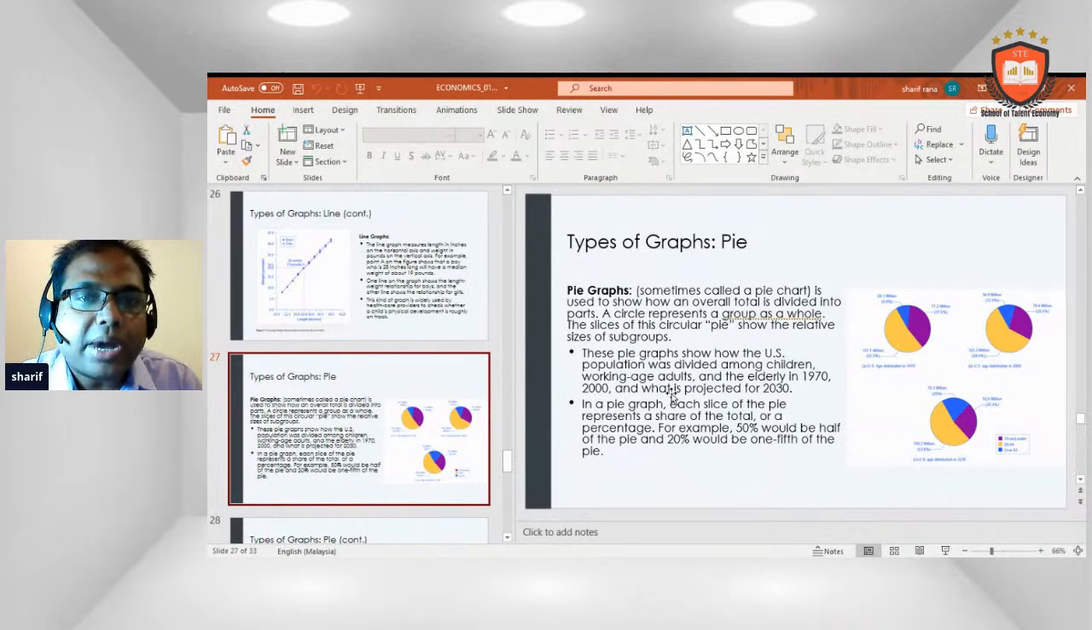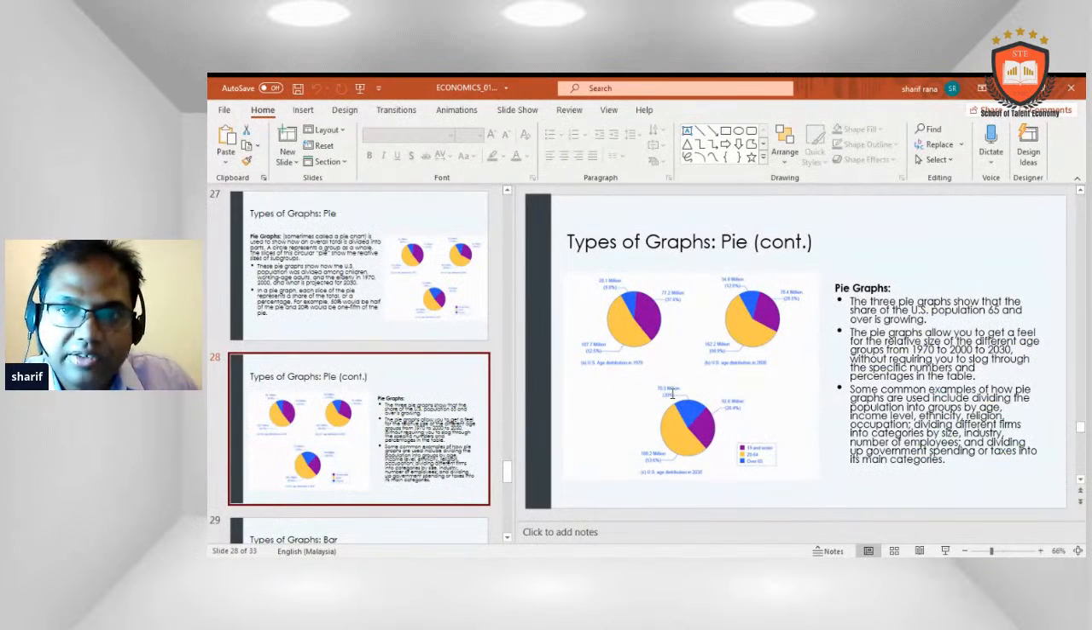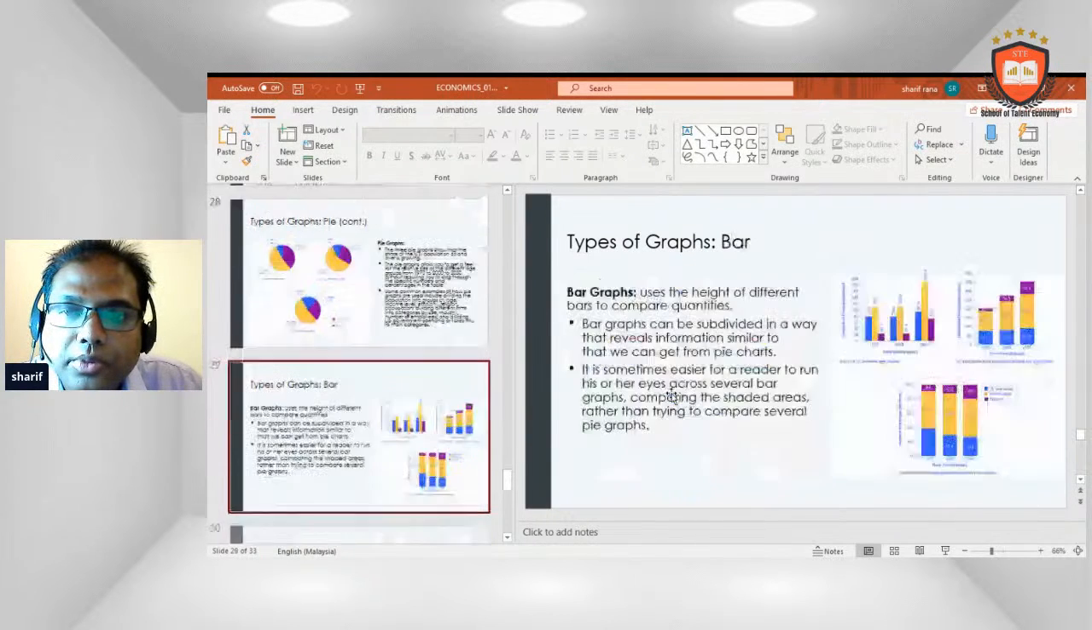The pie graph is used to show how an overall total is divided into parts, and the circle represents a group as a whole. This pie graph shows how the US population was divided among age groups. In a pie graph, each slice of the pie represents a share of the total. The three pie graphs show that the share of the US population aged 65 and over is growing. The pie graph allows you to get a feel for the relative size of the different age groups.